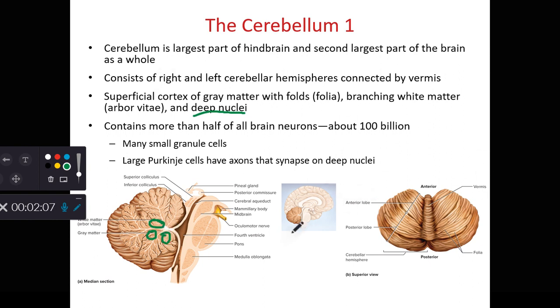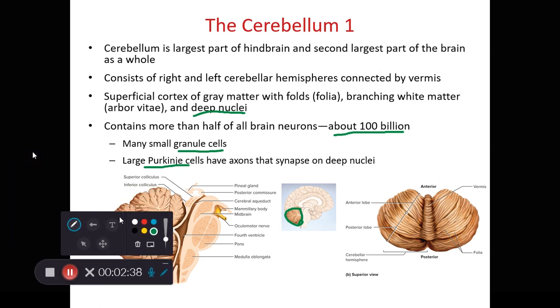One of the things that I find particularly interesting about the cerebellum is that it has the highest density of neurons in our bodies. It contains more than half of the neurons of our bodies, even though it's a small subset of the mass of the nervous system. We have over 100 billion neurons present within our cerebellum. There are also going to be many small granule cells and large Purkinje cells. The granule cells and Purkinje cells are different kinds of neurons, specialty kinds of neurons.